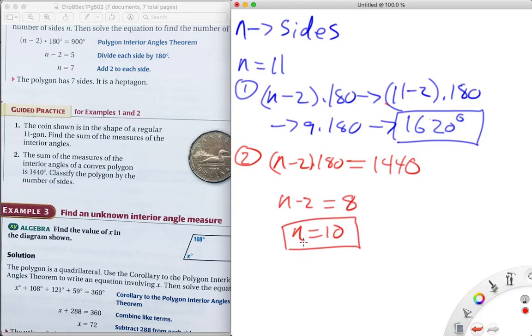10 sides. Okay, so I can use the polygon interior angle theorem to find the sum of the angles, or if I'm given the sum already, I can use it to find the number of sides.